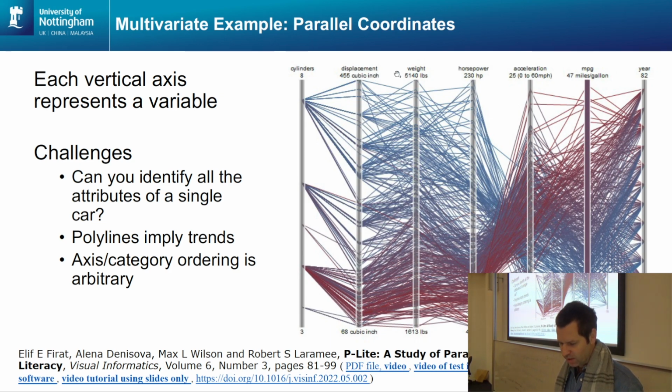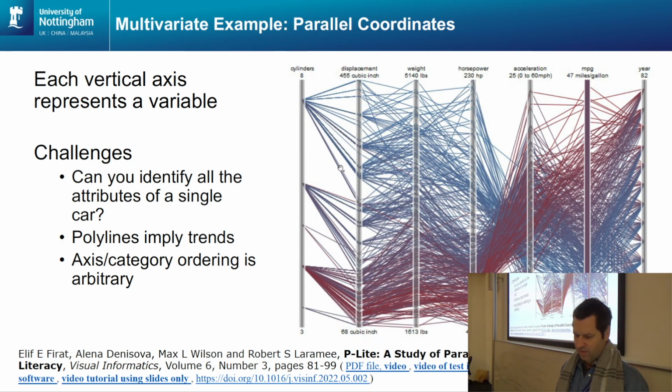So that's what this data set is about. It shows the number of cylinders for each car, the engine size, the weight, the power, how fast it can accelerate, the efficiency, and the year it was made. And every car is mapped to this polyline. So one car gets its own polyline that indicates the values of each of these attributes. Right, and when you visualize a collection of cars, it looks like this.